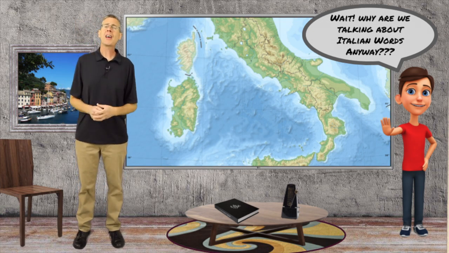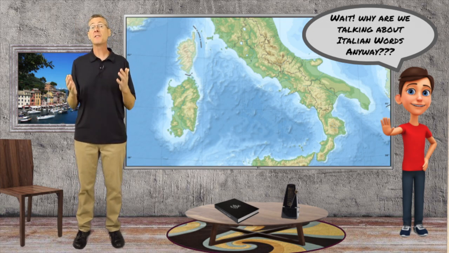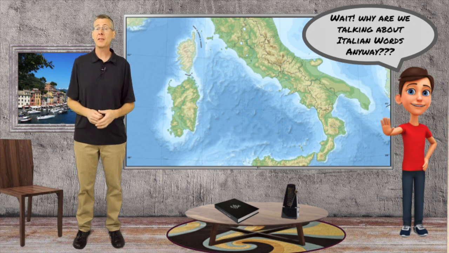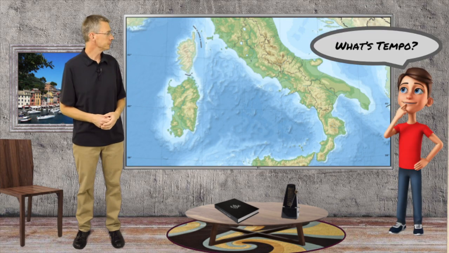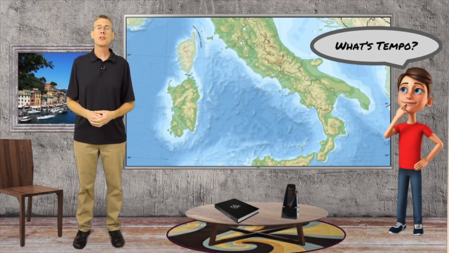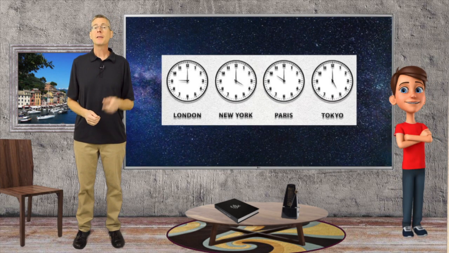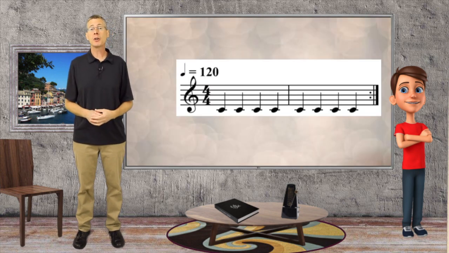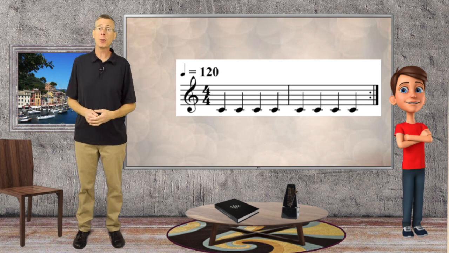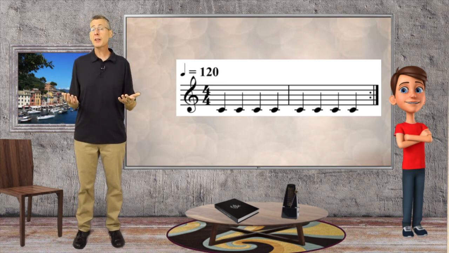So there's a group of Italian musical terms that can be pretty confusing to young musicians, and those are tempo markings. Tempo, another Italian word, simply means time. The tempo of a piece of music is how fast or slow it will be played. Nowadays, you may just see a number after a note like this to indicate the tempo. But if you play classical music, eventually you will see Italian terms as well.